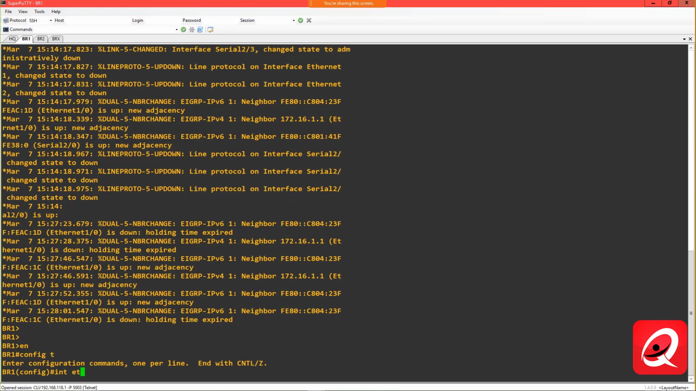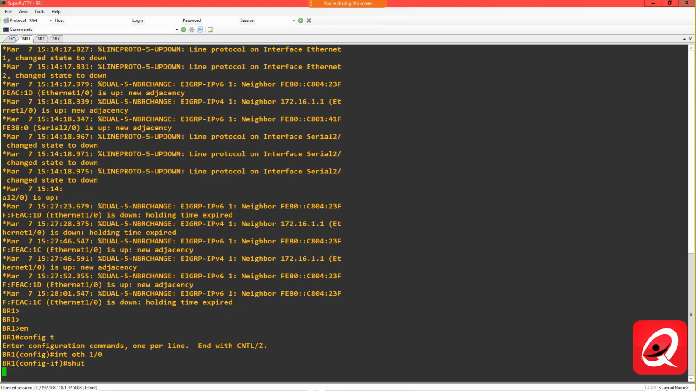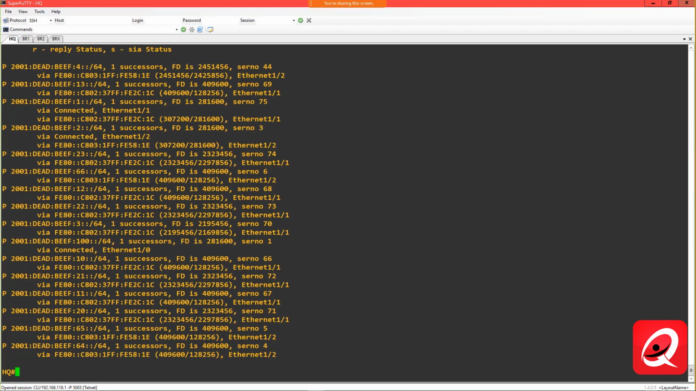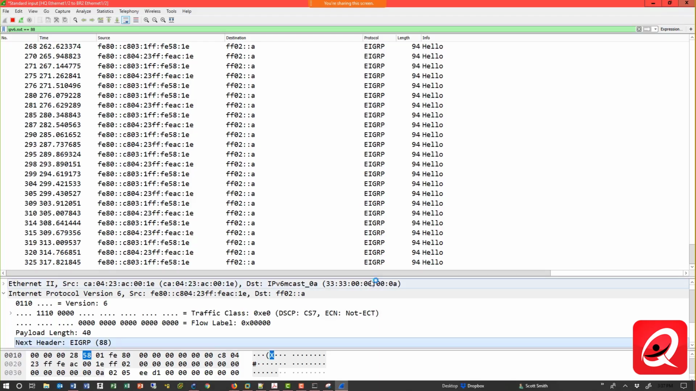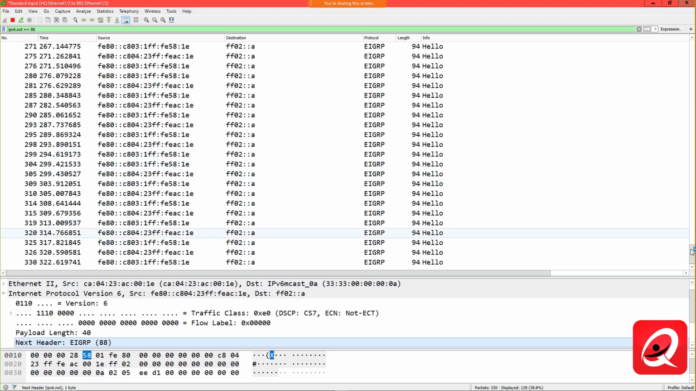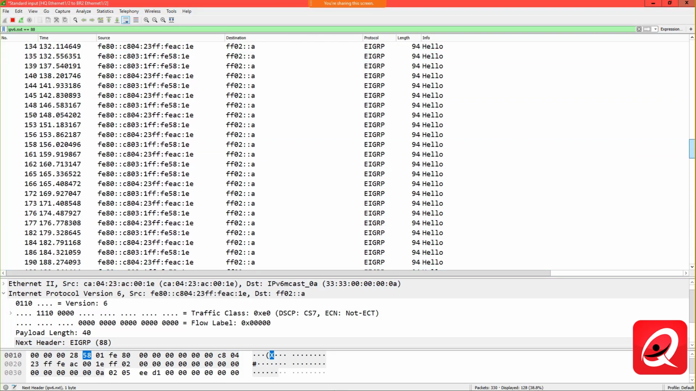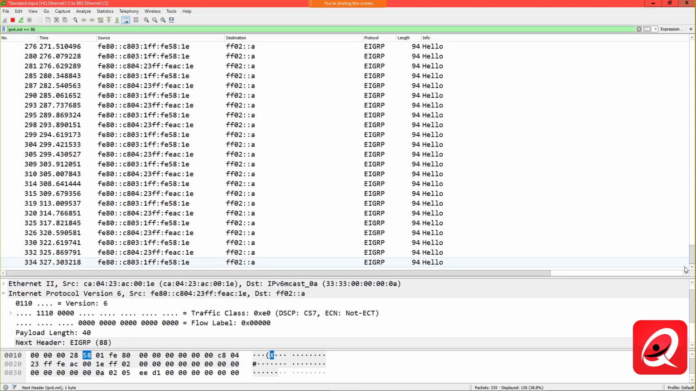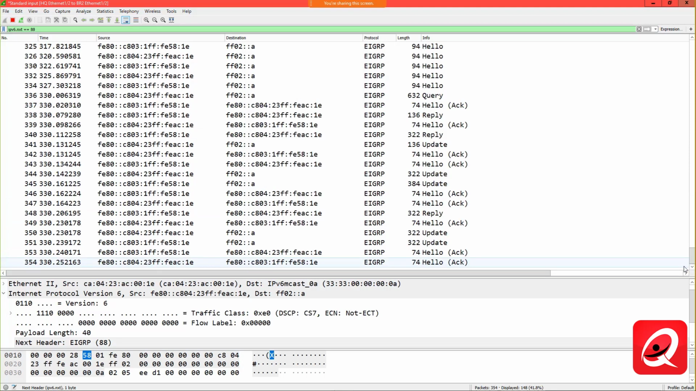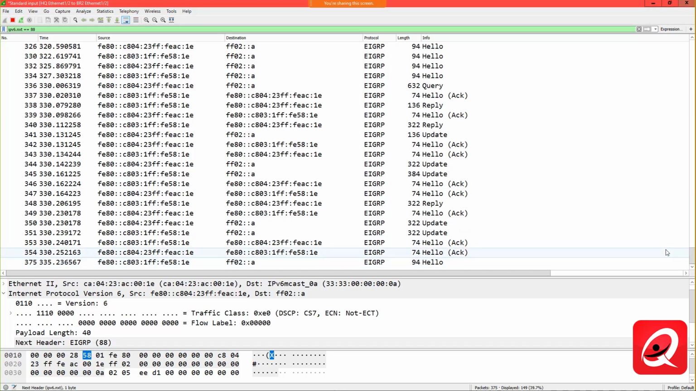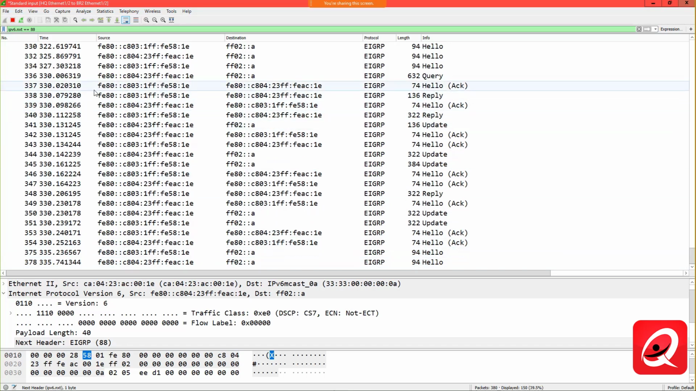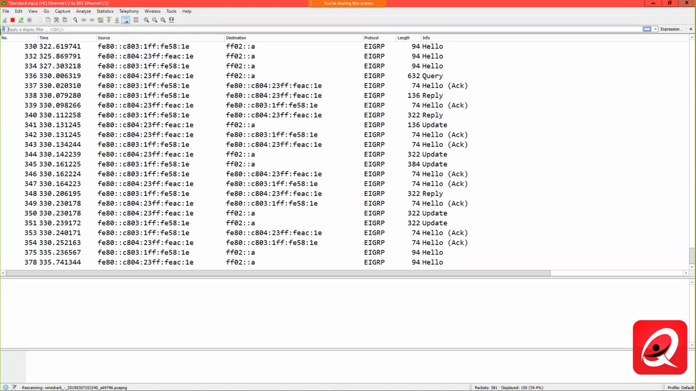Interface Ethernet 1.0. Go ahead and shut that down. And I should see, in this case, let's go back to our Wireshark capture. I should see, well, that's interesting. How come I didn't see the query? You know what's interesting here is I'm only seeing IPv6. Oh, that's why. Let me clear the filter here.